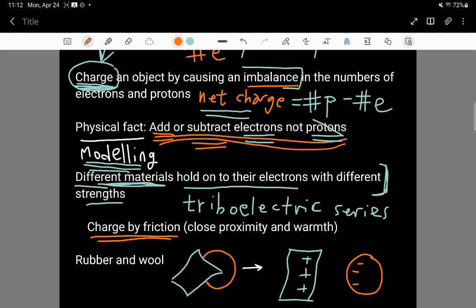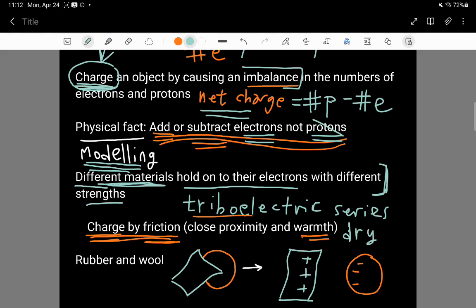I'd like to describe to you a particular way you might use this triboelectric series, if you wanted to cause objects to become charged. So there is a basic way to do this. It's called charging by friction. And what you need is some warmth, like a warm environment. And actually, you know what else helps is if the environment is dry.